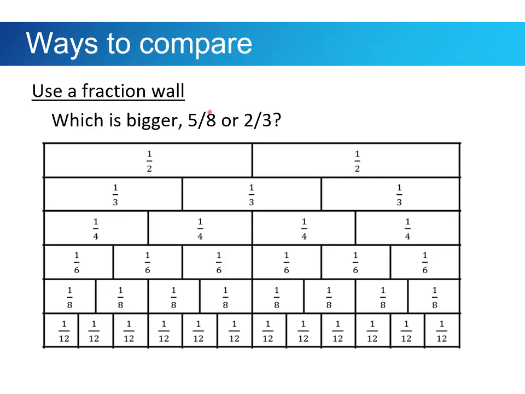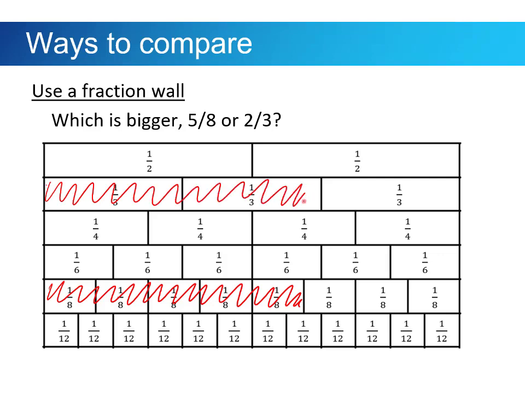Well, let's see, 5/8, I look for my eighths row and I shade 5 of those. All right, so there's my 5/8. I look for the thirds row and I shade in 2/3. And I look at the total amount, and I see where those breaks line up. Oh, and it looks like 2/3 is a little bit bigger. So for a student, for a little kid, conceptually, this is a really solid way of seeing that 2/3 is bigger than 5/8.